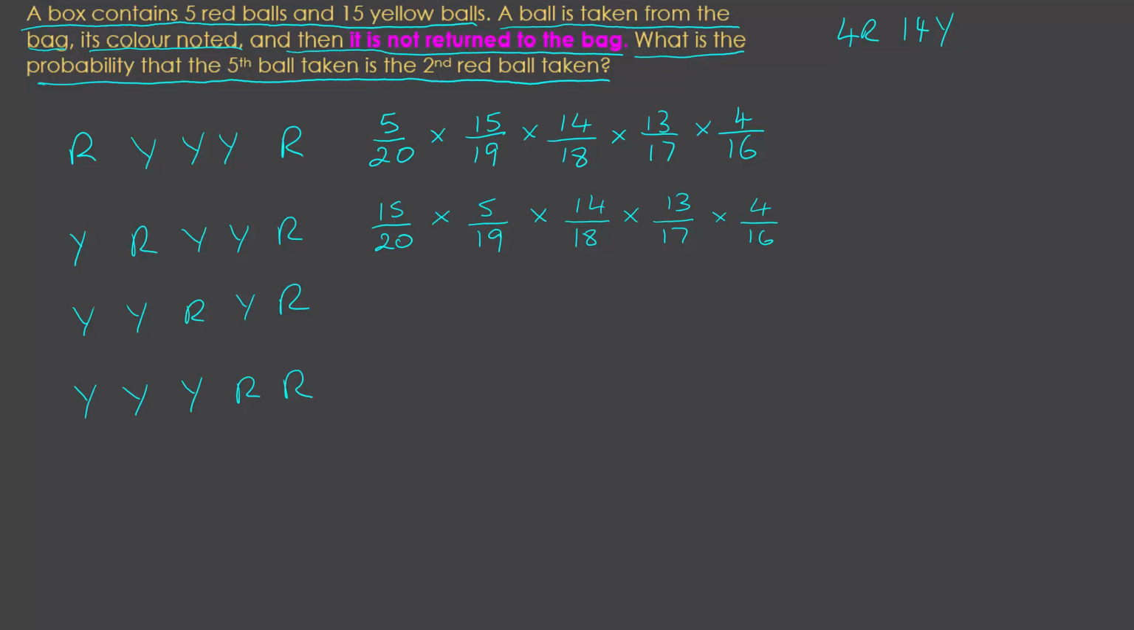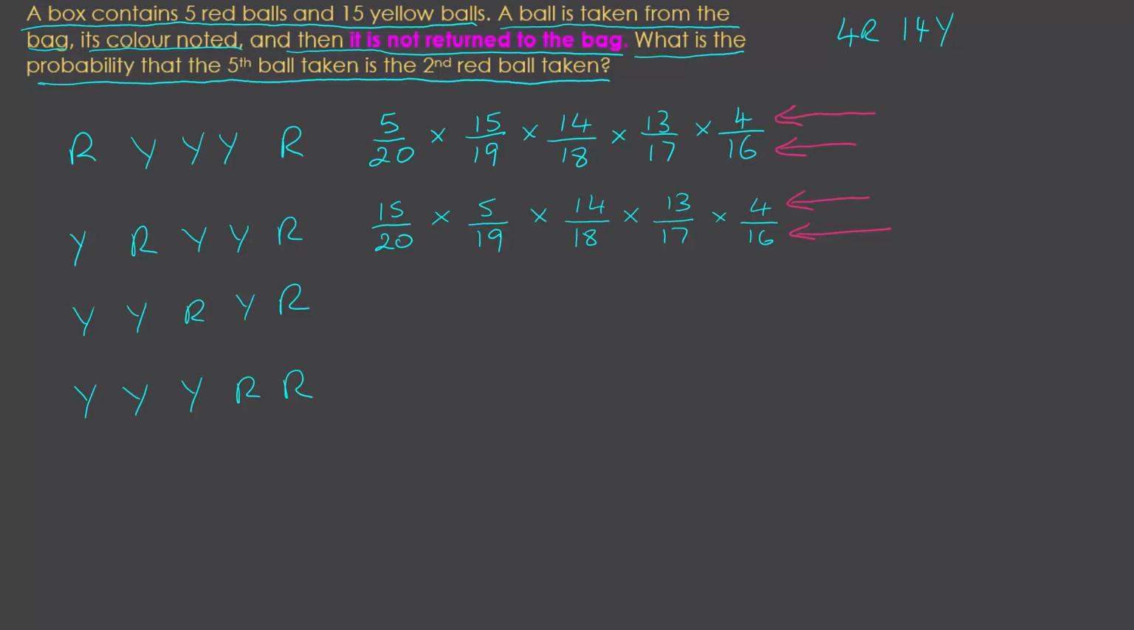What you should notice here is that despite the fact that the order is a bit mixed up, the numerators and denominators are the same. And therefore, both of these, when calculated, will come to the same value.